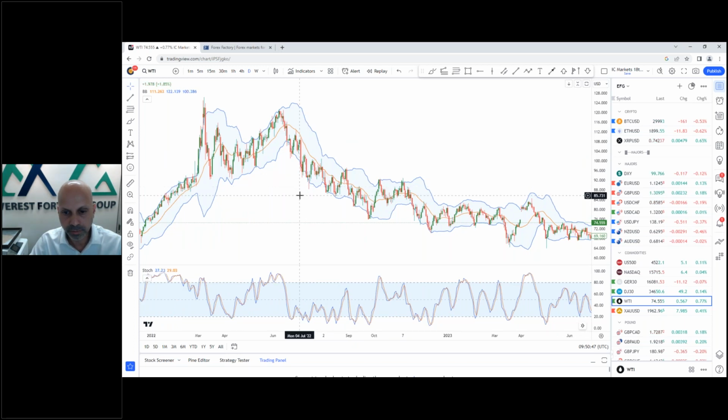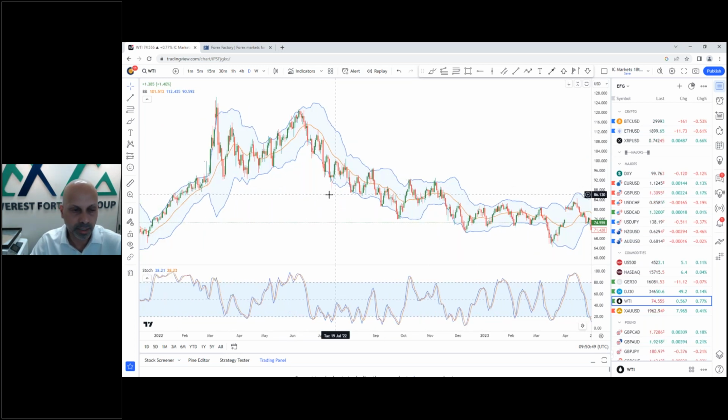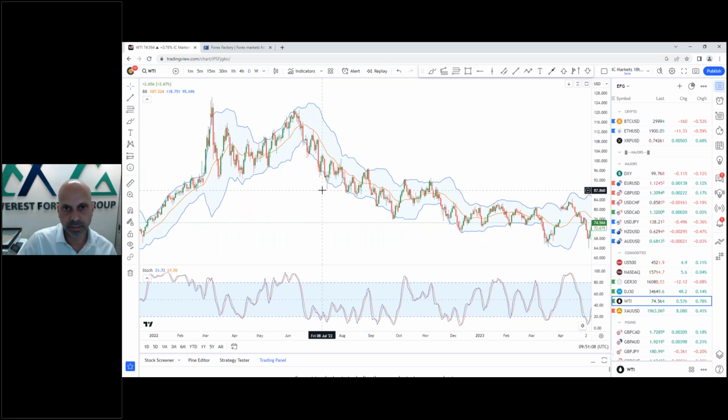So using that data point and then using your stochastics, moving averages and Bollinger Bands, for example, you can identify potential entries, short positions, as well as reversals on the bounce as well. For example, for oil, I'm on a daily chart.